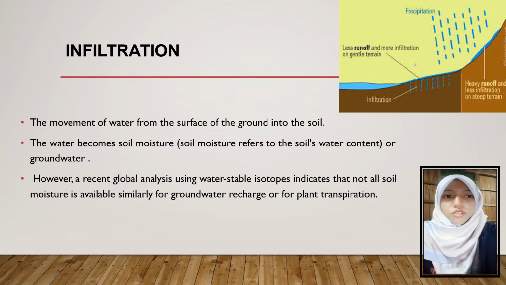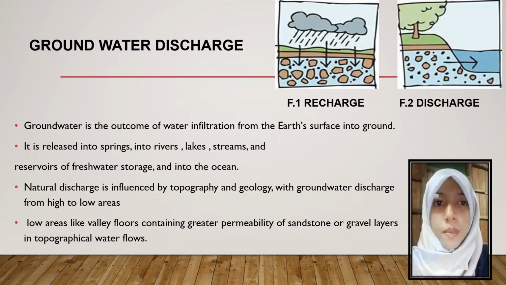Infiltration is the movement of water from the surface of the ground into the soil. The water becomes soil moisture. Soil moisture refers to the soil water content of groundwater. However, a recent global analysis using water-stable isotopes indicated that not all the soil moisture is available for groundwater recharge or for plant transpiration.